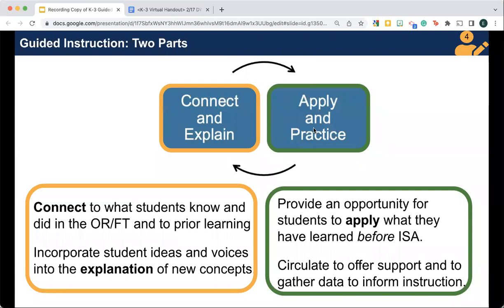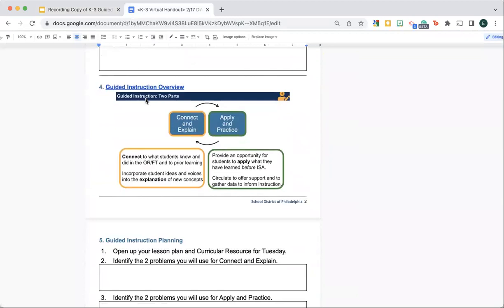I circulate, I see how they're doing, I offer support, and I decide, do we need to go back and do another problem together, or are they ready to go to ISA? You can cycle between these two components, doing problems together and allowing students to try a problem on their own. This graphic and information is found in your virtual handout number 4.